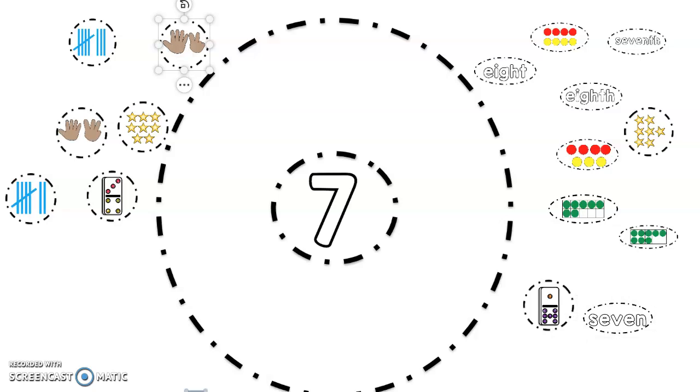So let's start right here. I have 5 fingers and 2 more fingers. Does that make 7? Yes or no? You tell me. Yes, 5 and 2 make 7. So we're going to put that in our circle chart.